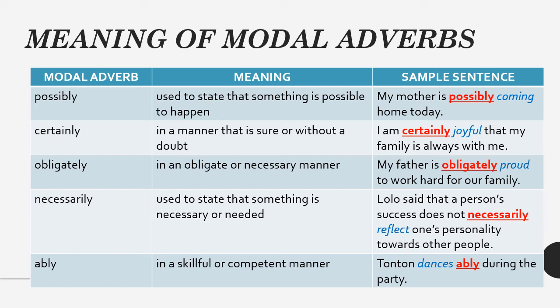Okay, our last example for this slide, ably, meaning in a skillful or competent manner. Sagad, in our language, sagad or bansay. Example: Tonton dances ably during the party. If you look at the sentence, the word described by our modal adverb is the one before it, right? So we have the word dances, which is a verb on its own.